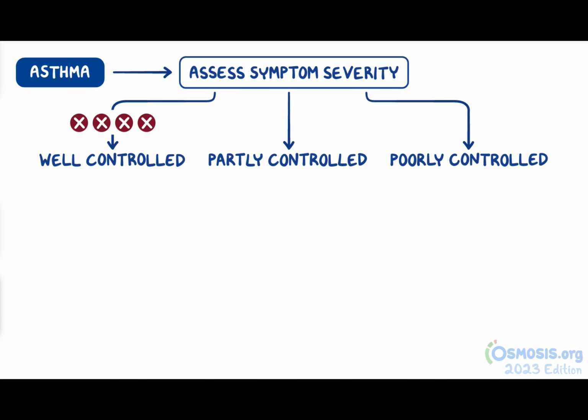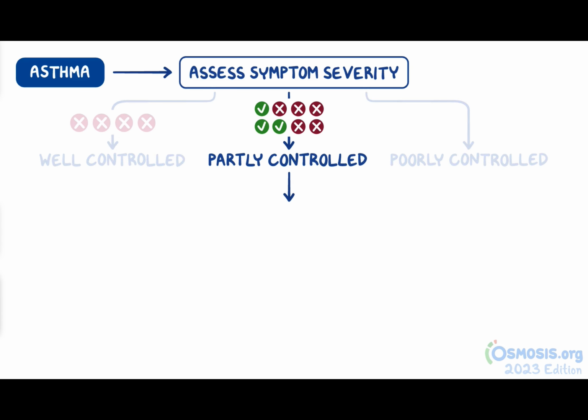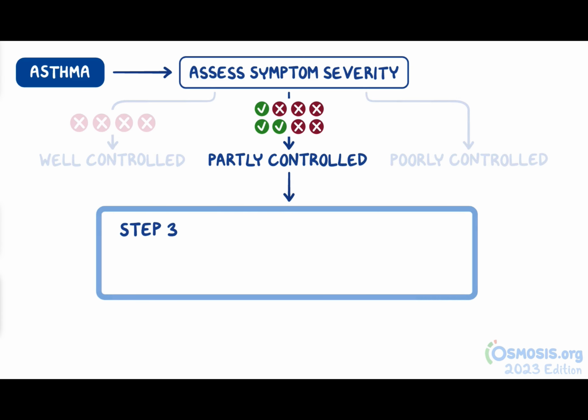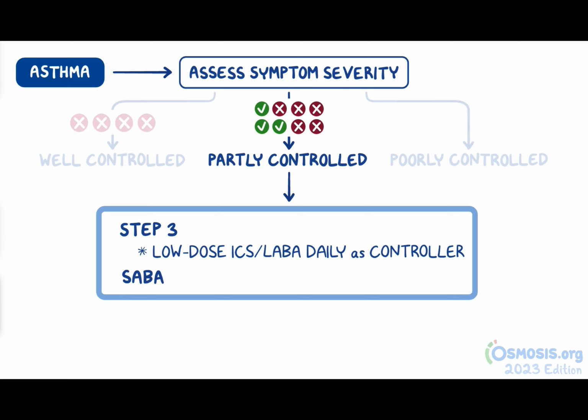On the other hand, if your patient answers yes to one or two of these questions, their asthma is partly controlled. In this case, start your patient on Step 3 therapy, which consists of a low-dose ICS-LABA daily as a controller medication, with a SABA commonly prescribed as a reliever medication.